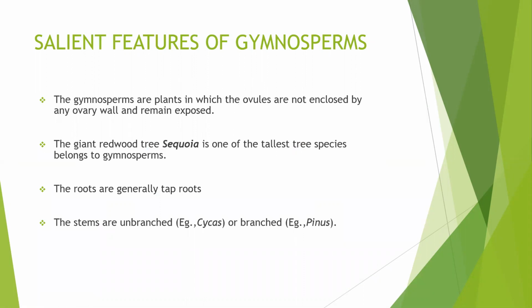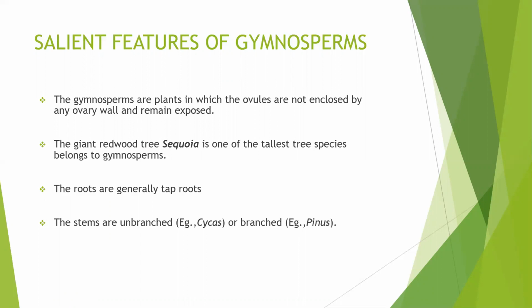Students, gymnosperms are plants in which ovules are not enclosed in the ovary wall. That means the seeds are not covered with the ovary wall, not present inside the fruit. They remain exposed. Sequoia, the redwood, is the tallest tree species and belongs to the division gymnosperms.